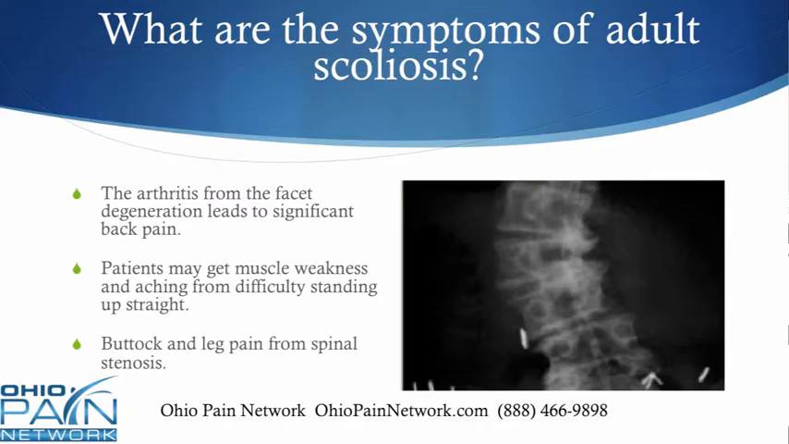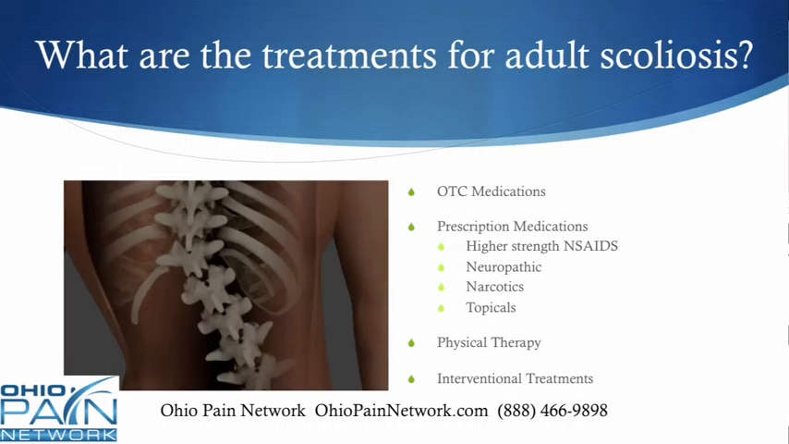Well, what are the symptoms? Well, the arthritis from the facet degeneration leads to significant back pain. Patients may also get muscle weakness and aching from difficulty standing up straight. If you start to get hunched over because of scoliosis, because it's a three-dimensional issue, it can be tough to see the world straight. You have to look up, and that causes muscle aches and weakness. Also, you can get buttock and leg pain from the spinal stenosis that results with nerve roots getting pinched.